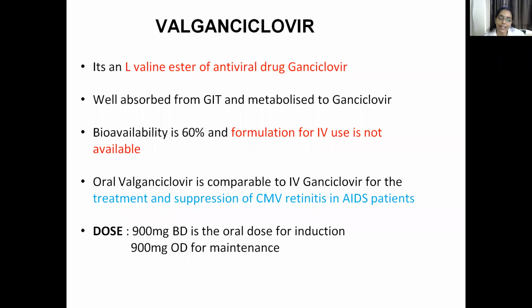Oral valganciclovir is comparable to IV ganciclovir for the treatment and suppression of CMV retinitis in AIDS patients. For ganciclovir, to treat a severe infection you need to give it through the IV route, whereas with valganciclovir it is enough to give it orally. The dosage is 900 mg BD orally for induction, then 900 mg OD for maintenance.